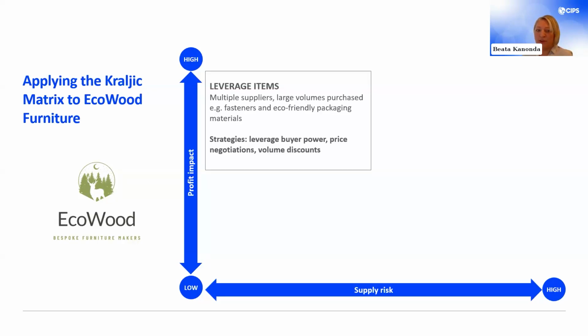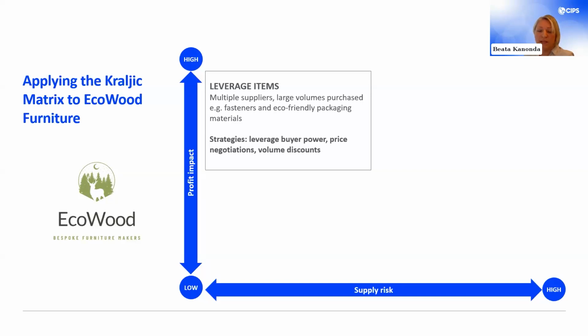So leverage items for EcoWoods are products like fasteners, your screws, bolts, nuts, and eco-friendly packaging. These are essential to the production and packaging of the finished products, but they have a relatively low supply risk because they are widely available from multiple suppliers. EcoWood purchases this in large volumes, which gives the company strong negotiating power.